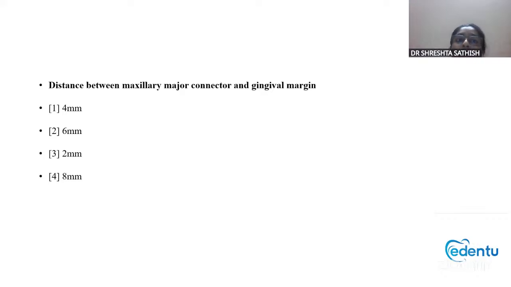What is the distance between the maxillary major connector and your gingival margin? Maxillary major connector and your gingival margin. Basically, they're meaning the borders of the major connector. Okay, that is 6 millimeters.